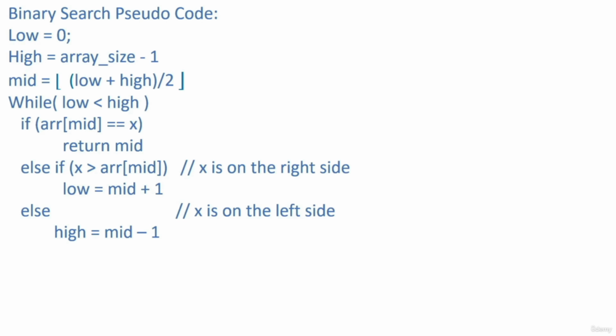Similarly, when our required element is less than ARR of mid, then we shift our high to mid minus 1, that is on the left hand side of mid, because all the elements on the left hand side of mid are lesser than mid. So accordingly, we decrease the size of the array, check for the element in a smaller range, and if we find the element, we return the index of that element. We will understand this with an example.